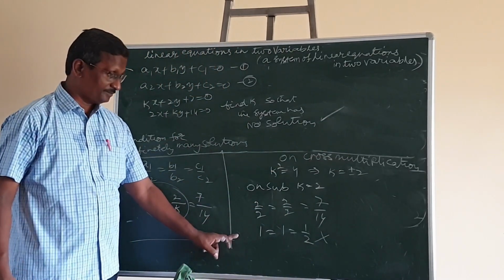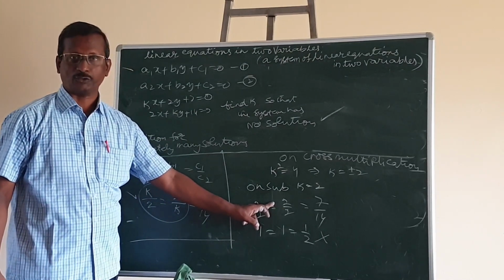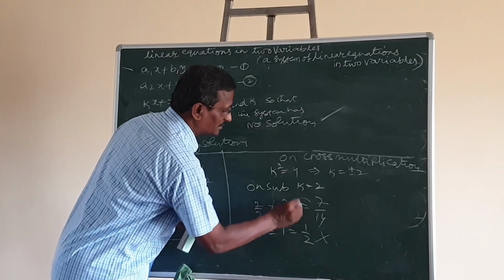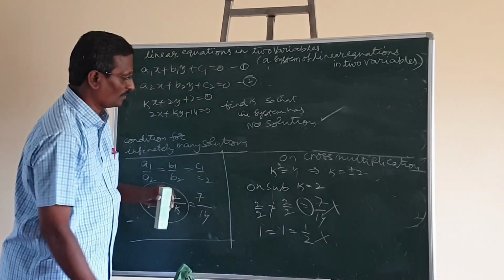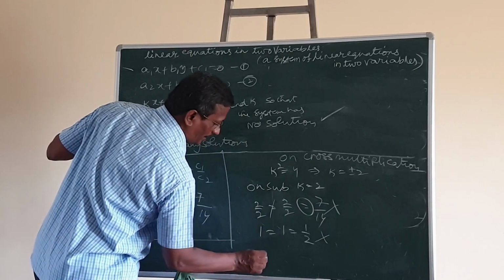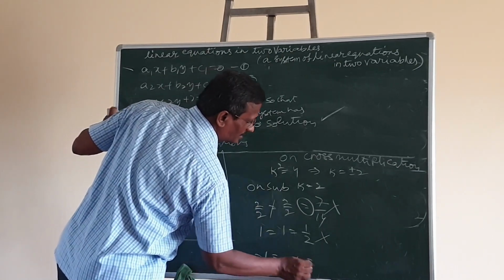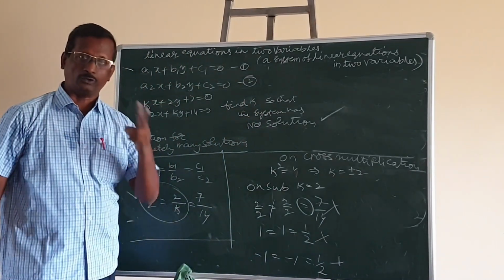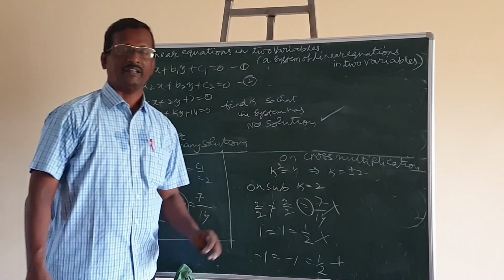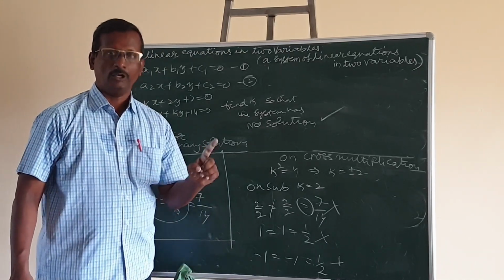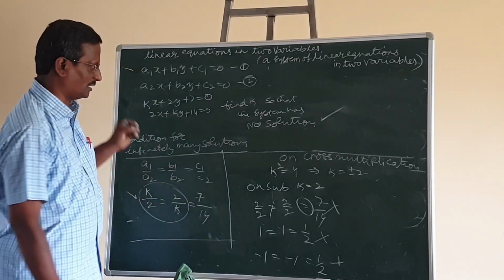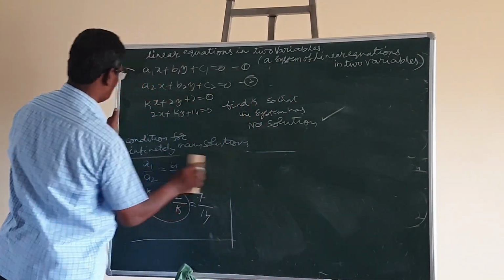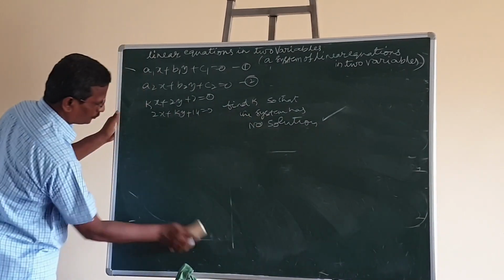It is confirmed that when you substitute k is equal to plus 2, we are not getting all the three equal. This is equal but this is not equal. So this fails. When you substitute k is equal to minus 2, this becomes minus 1 and this becomes plus 1 by 2. This also fails. Means for the value of k is equal to plus 2 or minus 2, all the three we are not getting equal. There is no k to get the system has infinitely many solutions. So for the same system, I am taking no solution.